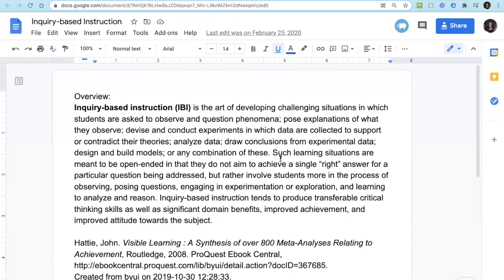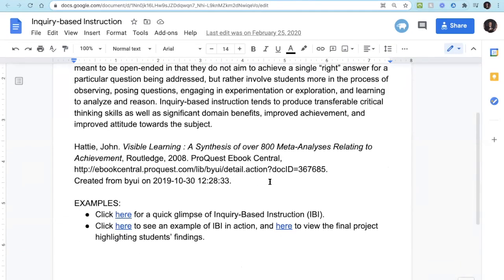And we said, look, this is a good idea when the learning situation is meant to be open-ended, and it's not the aim to achieve a single right answer to a particular question, but rather involve them in the process of what? Observing, posing questions, engaging in experimentation, exploration, collecting, analyzing data, presenting their findings.